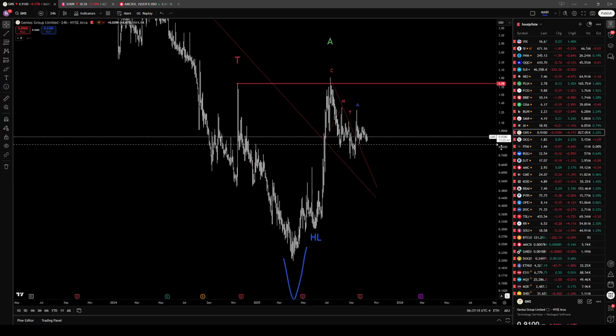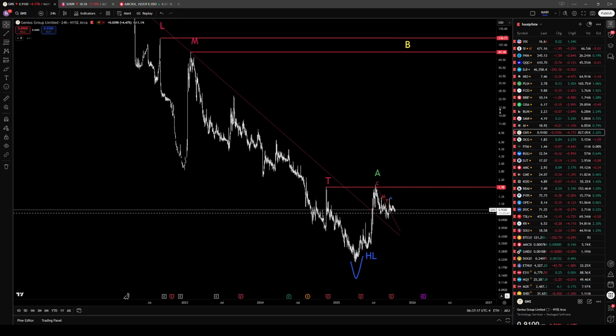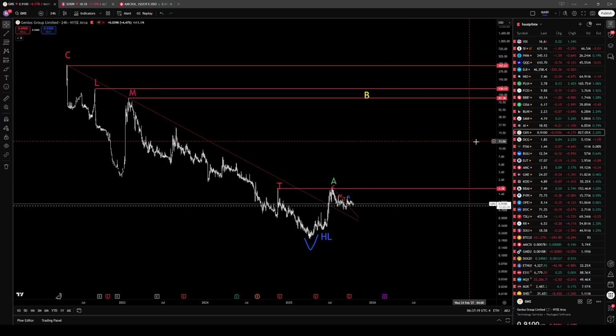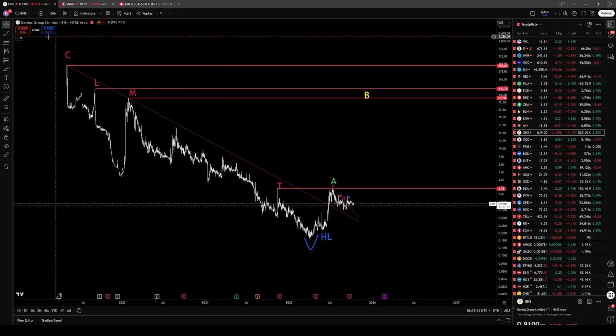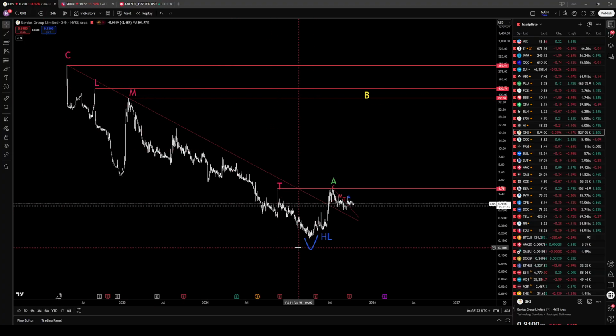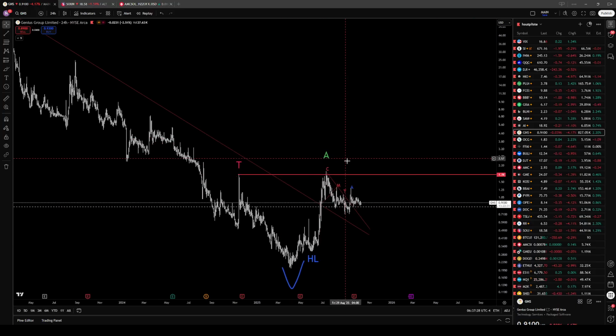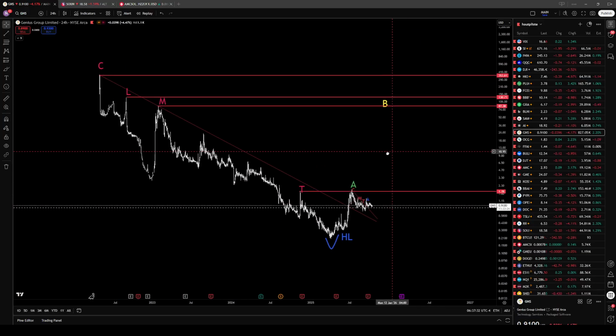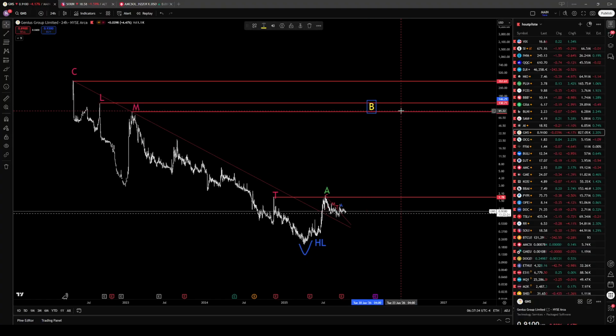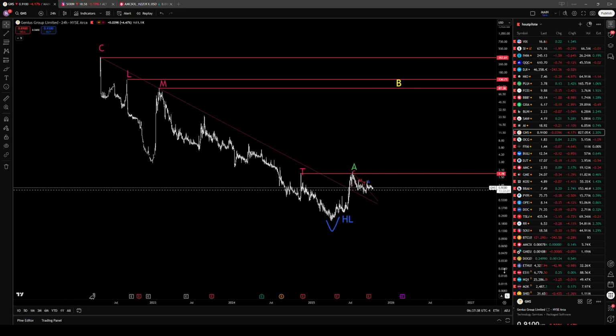GNS, nothing changed, even with the 4%. You come from your C, lower high M, T, V, high low. You're already in your A peak. Your A peak is already finished. You're in the A pullback, and the next target would be B, and B would be, as stupid as it sounds, $80.